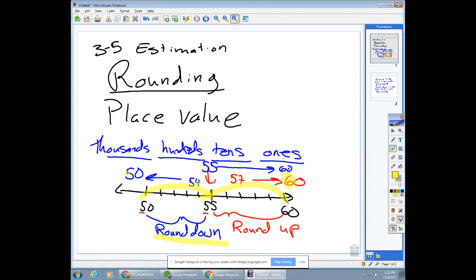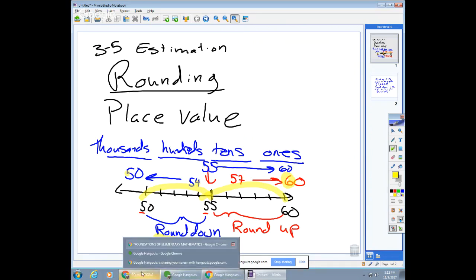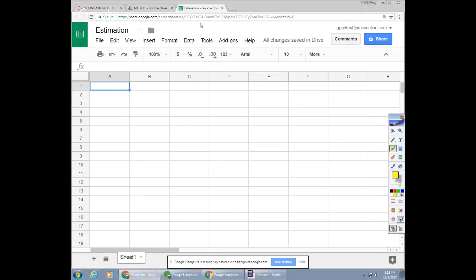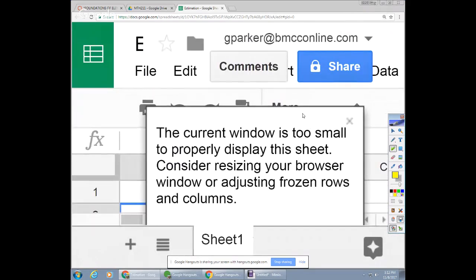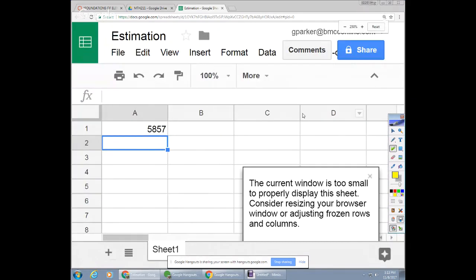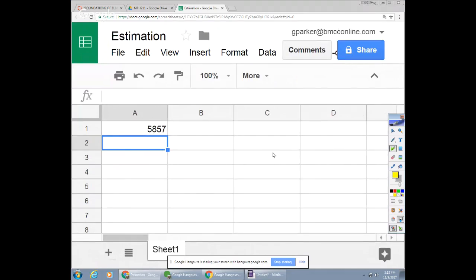Now, with respect to rounding, you guys are going to be professionals soon. You're going to be using spreadsheets often. So I just wanted to demonstrate rounding on a spreadsheet. So suppose I have a number like 5,857. Blow that up a little bit. Oops, too big. Thank you. So one thing I can do is use the round feature.